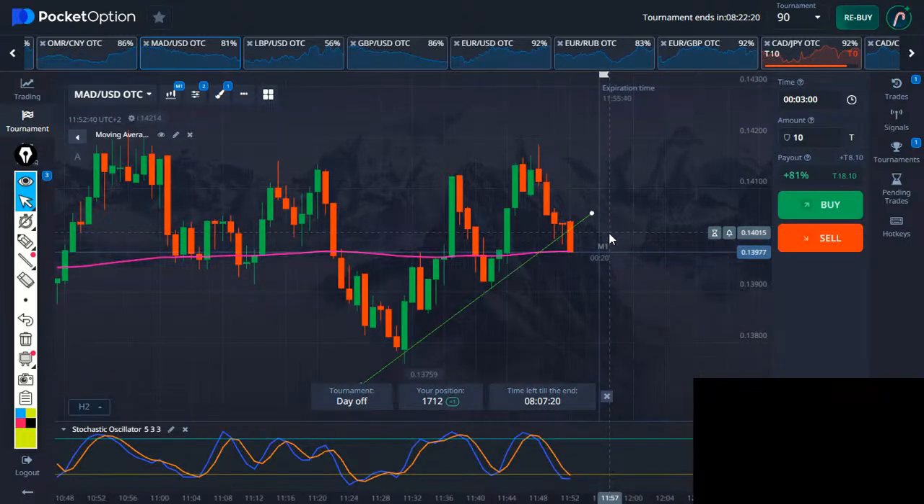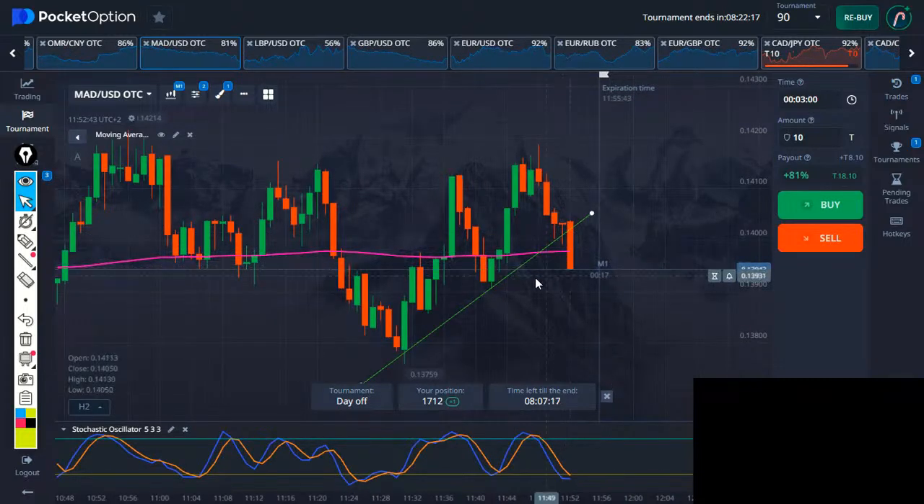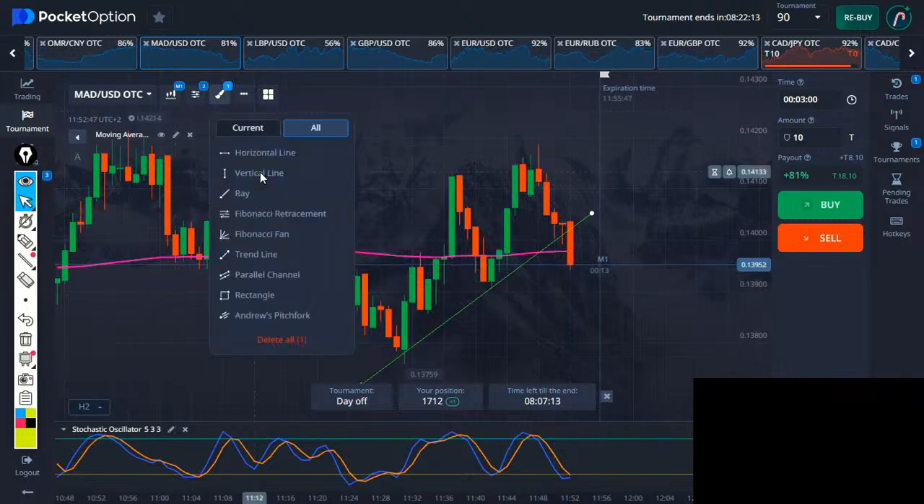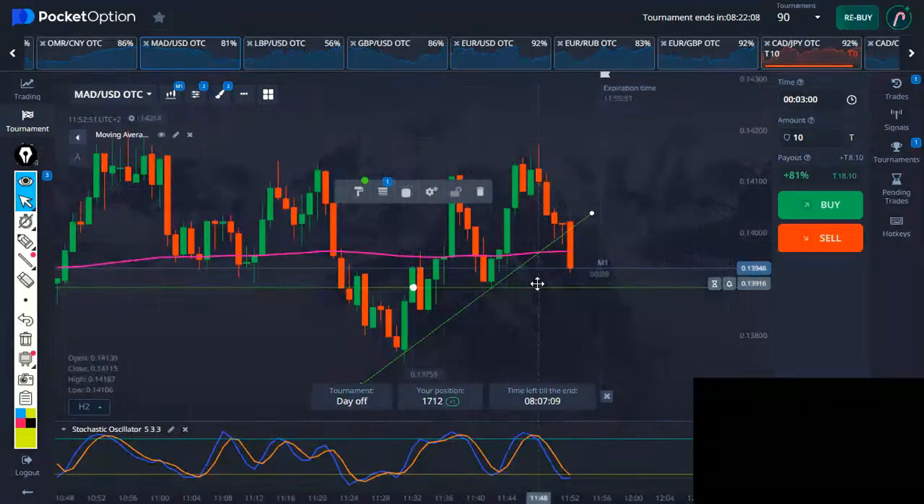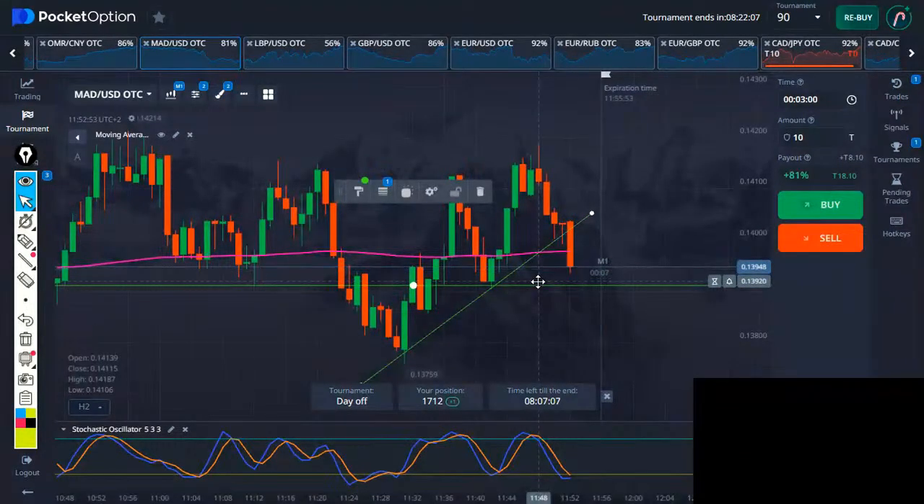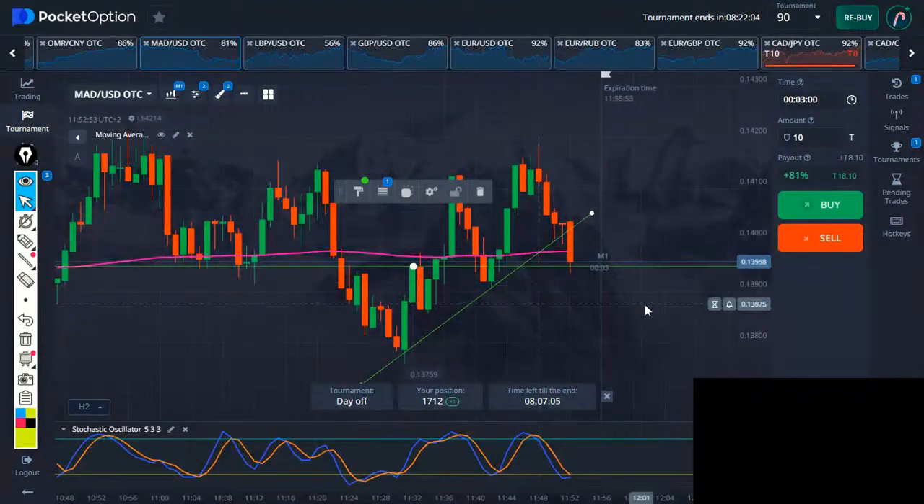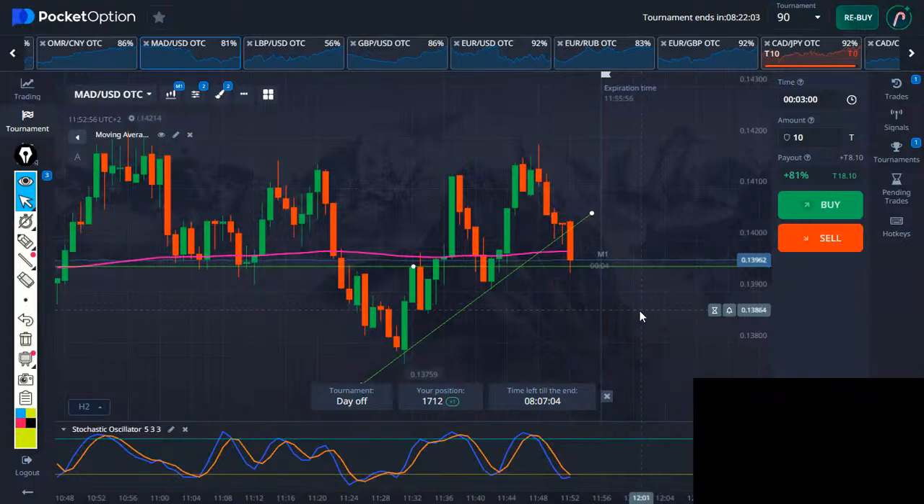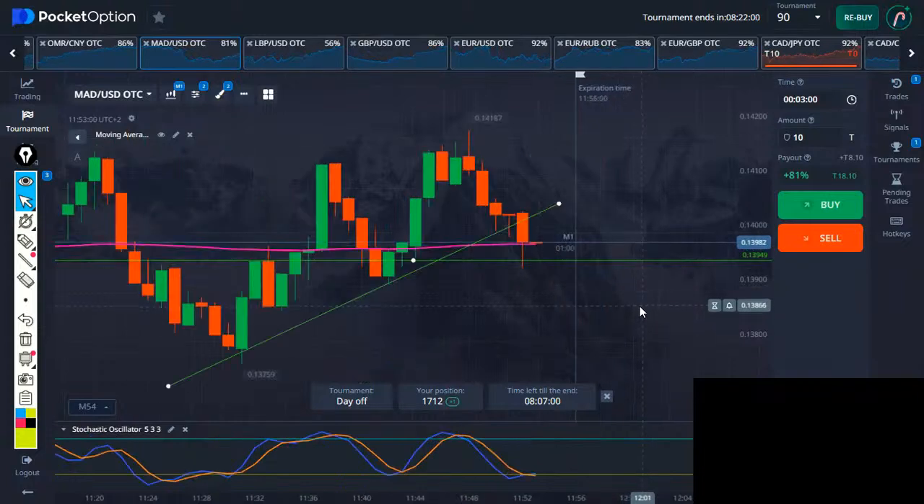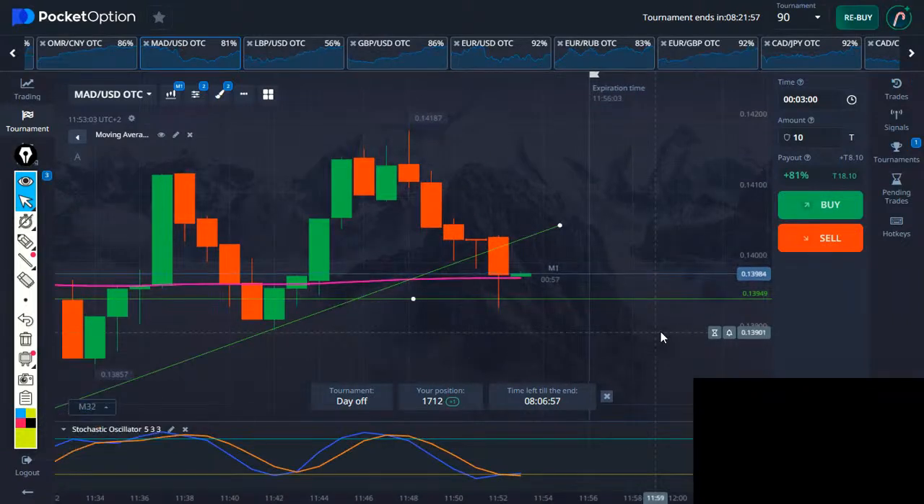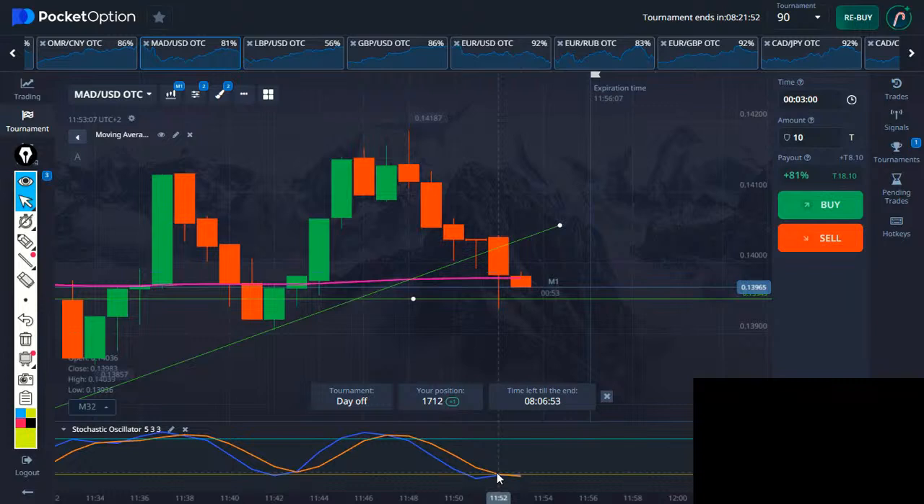It's pushing outside the trend line. This could be a liquidity grab. We have a support. We have a support zone here. I'm waiting for a crossover of the stochastics.